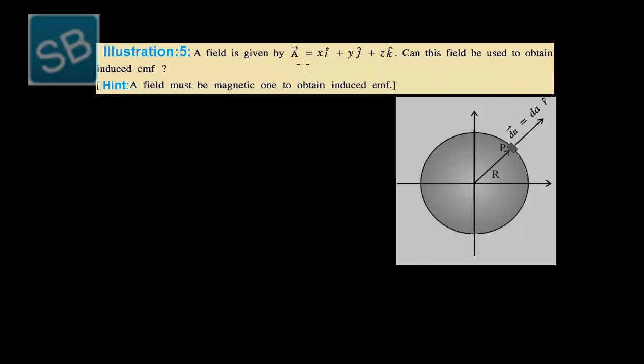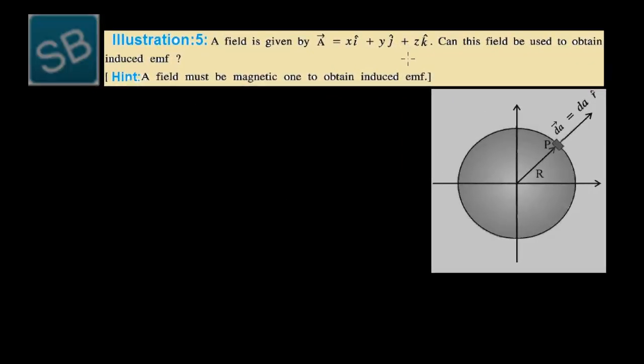Illustration number 5. A field is given by vector A equals x i cap plus y j cap plus z k cap. Can this field be used to obtain induced EMF? One hint is given: a field should be of magnetic type to obtain the induced EMF. So we just have to check whether the given field is of magnetic type or not. For that, we consider over here that A is a magnetic type field.